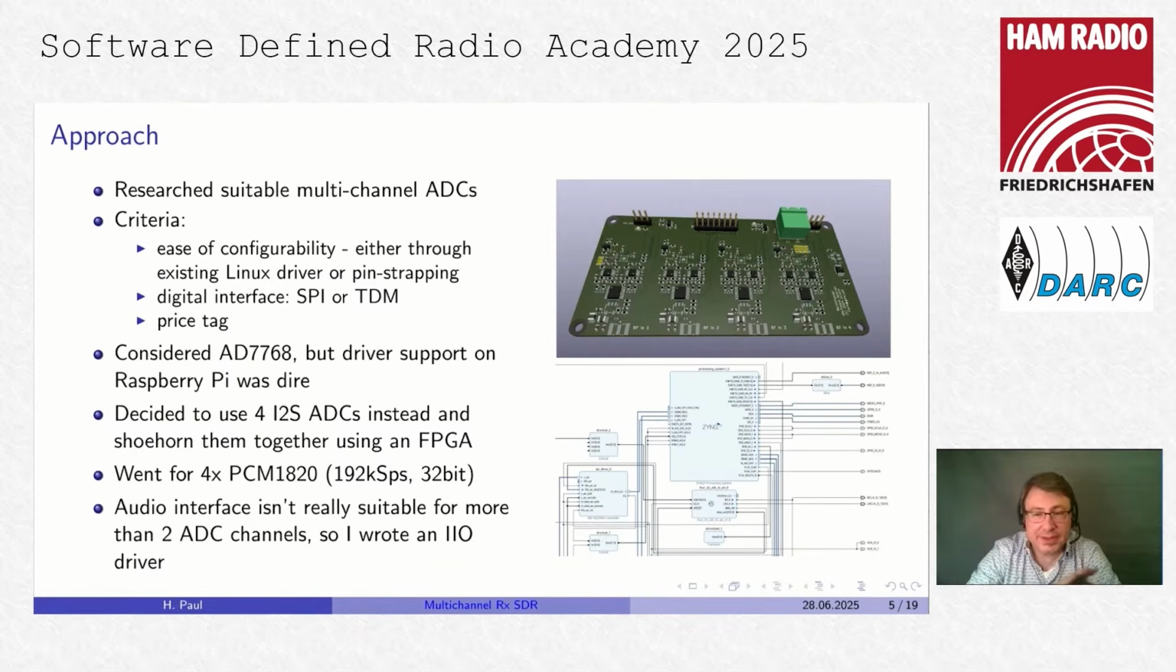On the bottom right, you see a screenshot of the synthesis software where I designed the FPGA design in, and basically it's a little block in the middle that is called 4I2S to AXI. And this block basically generates the clock signals for the ADCs. Those go out to the right.